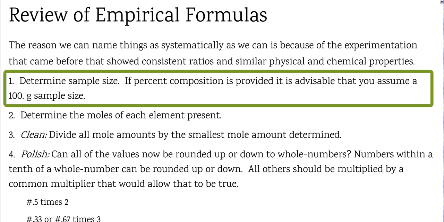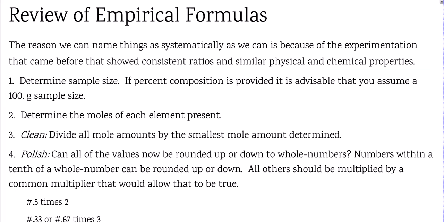So first, determine your sample size. If it's not already given, we can hope that you were given percent composition instead, and then it's advisable to assume a 100 gram sample because you can just turn the percent signs into grams and away you go. Now percentages and mass amounts are not good ratios. They just tell you, hey, you've got some of this thing. They don't tell you an amount, like a quantity of that thing. And so we want to get to quantities. Our ratios are based off of the quantities of the atoms present.